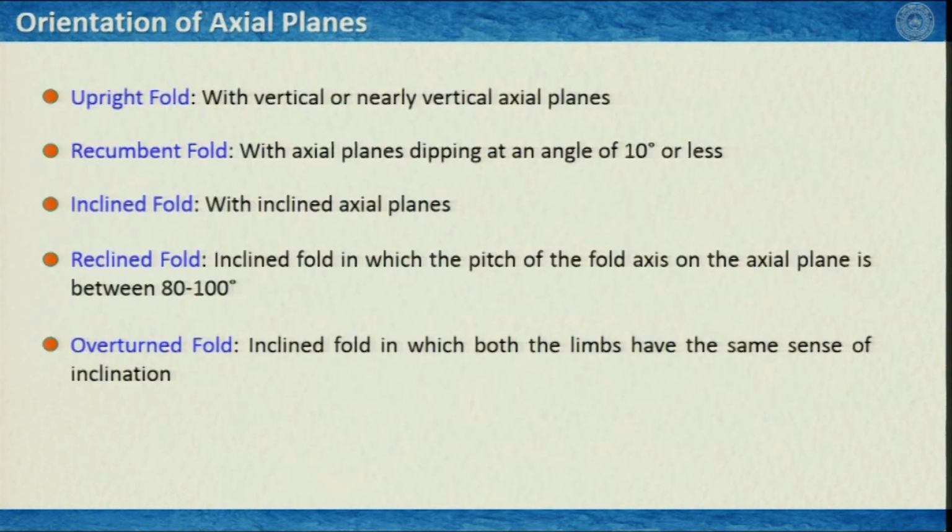Now, let us have a look at how we classify folds based on the orientation of axial planes. A number of terminologies we will be using here. The first one is the upright fold, with vertical or nearly vertical axial planes. The second one is the recumbent fold, with axial planes dipping at an angle of 10 degrees or less, or you can consider the axial plane is sub-horizontal. The inclined fold is anything in between upright and recumbent folds. That means the fold axial planes are inclined.